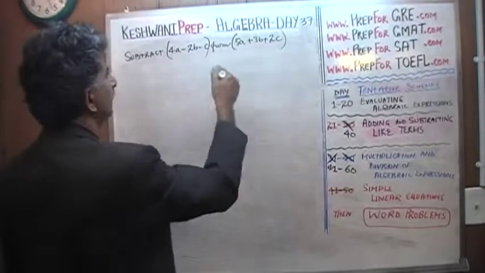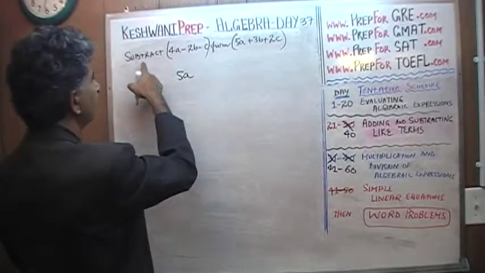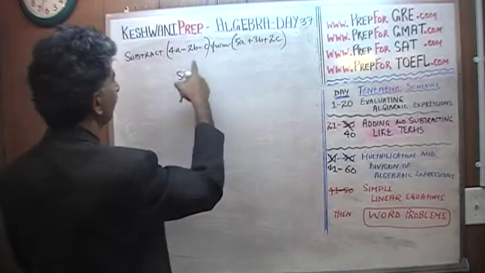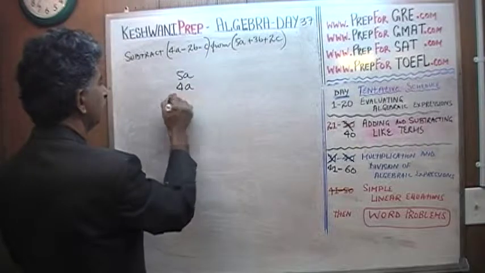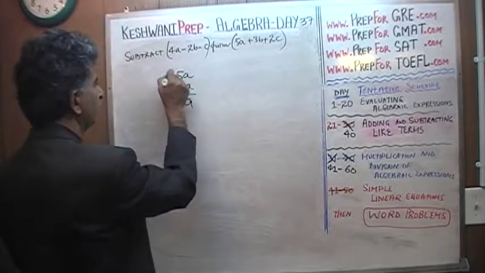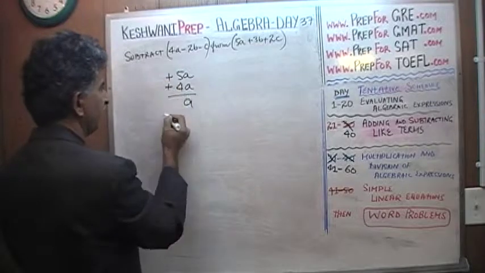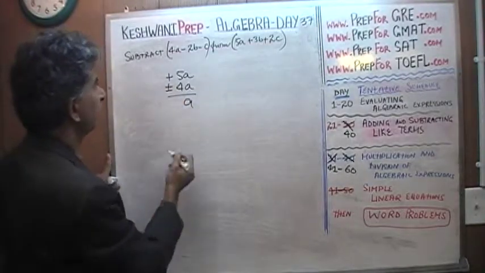So here we take our 5a and we subtract from 5a. It says subtract 4a from 5a. So we take our 4a and we end up with a. We're subtracting it. Here this one has a positive sign, this one has a positive sign, but because we're subtracting, it changes the sign and we end up with an a.